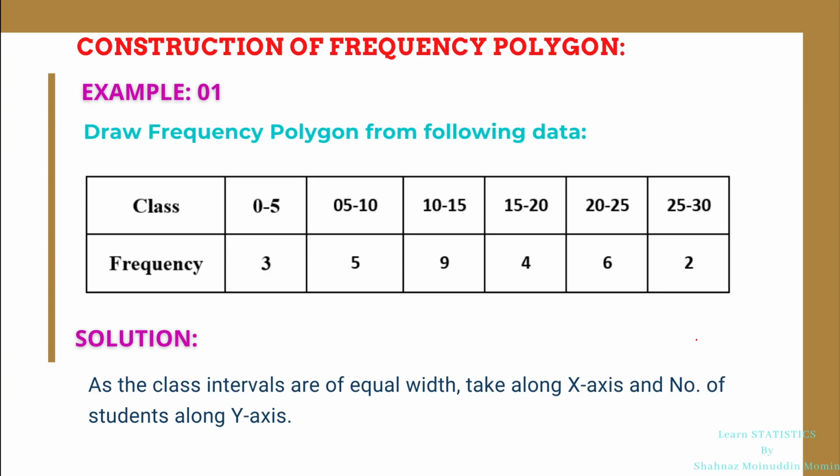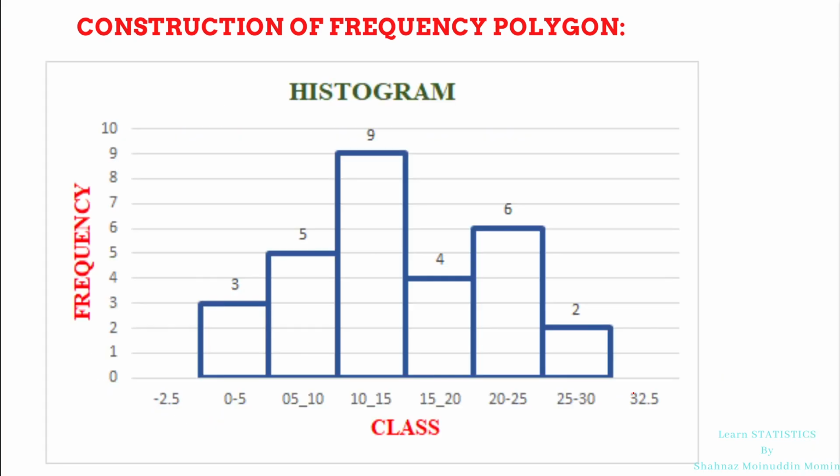Here in this example, by observing the classes and frequencies, we see that the class intervals are of equal width, meaning each class has a width of 5. In this case we will use method number 1 of constructing the histogram, which consists of taking the classes along the x-axis and the number of students, which is the frequency, along the y-axis. So let us take classes along the x-axis and frequency along the y-axis.